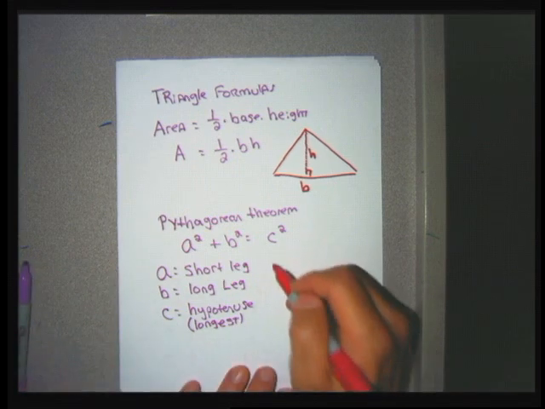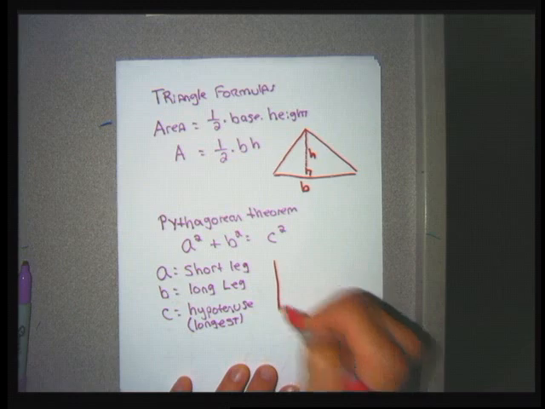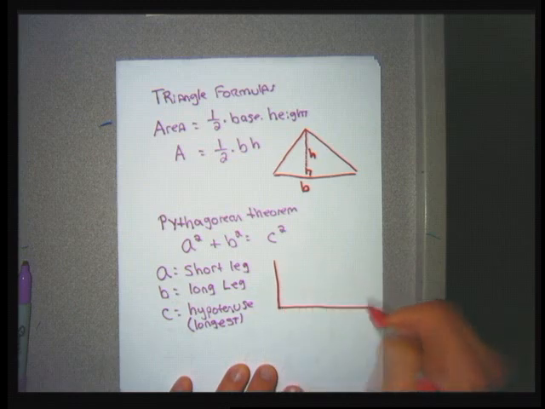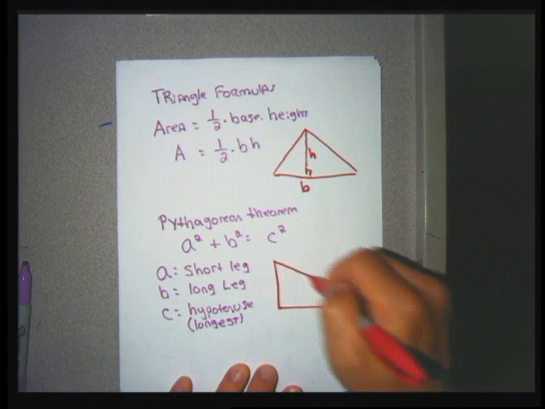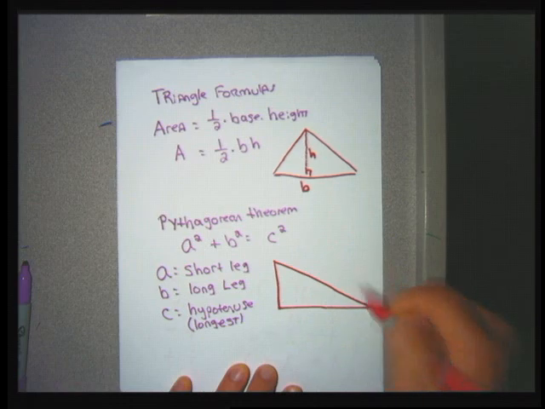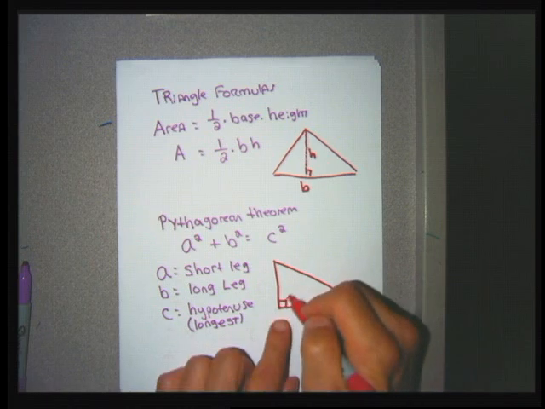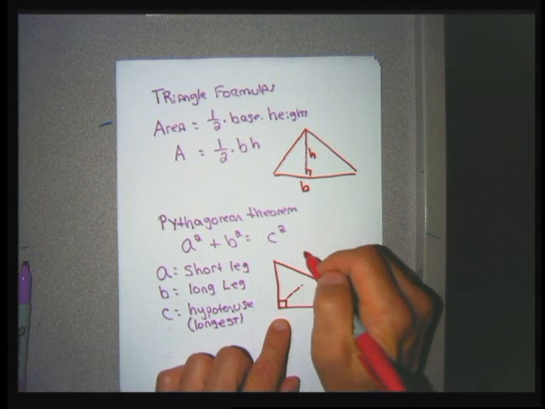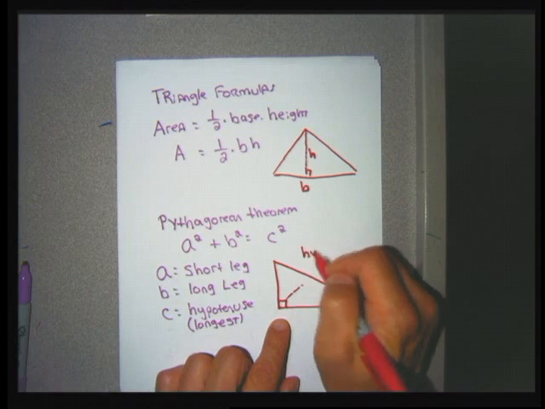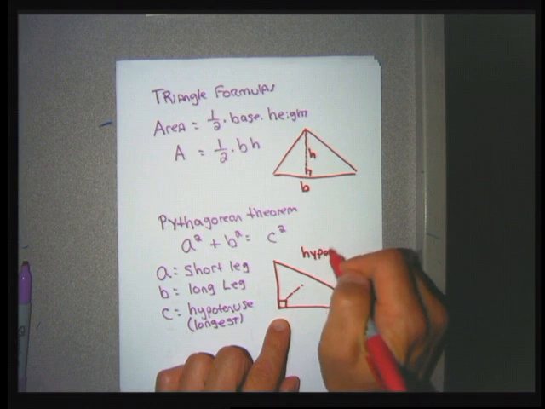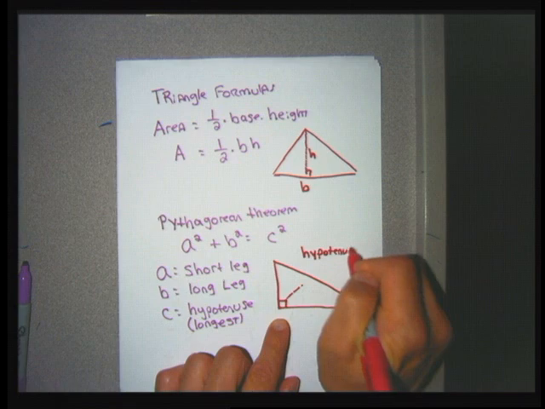So pictorially, for right triangles, I usually make something that looks like this, and I do this little hitch there. So the hypotenuse is directly opposite the right angle. So this side's the hypotenuse, and it's the longest side in every right triangle.